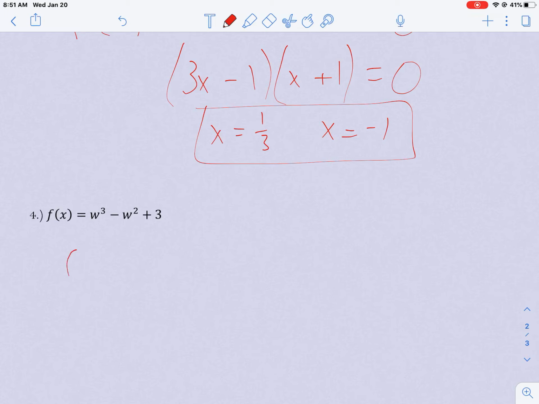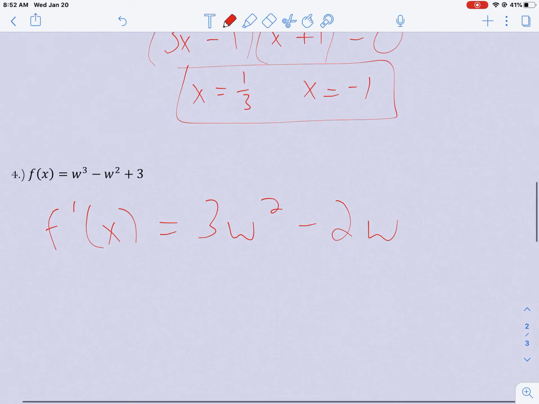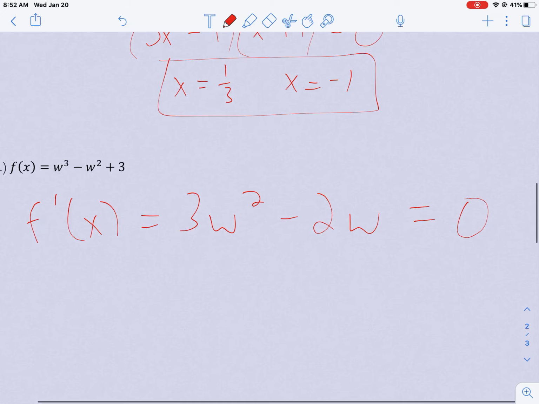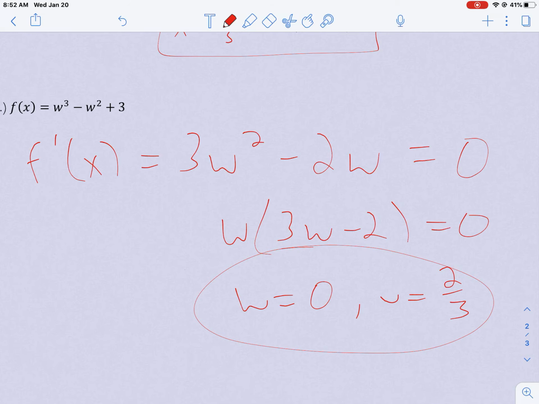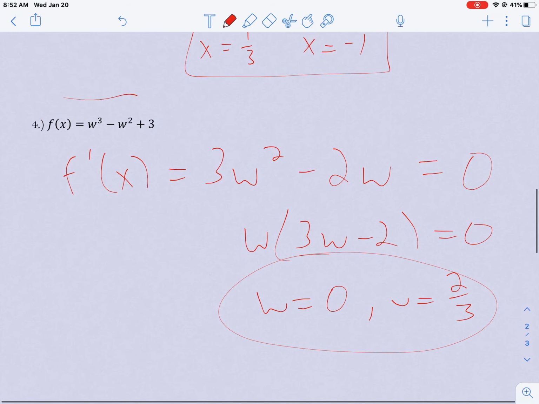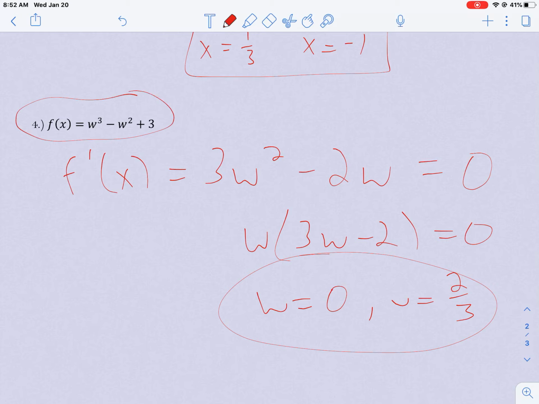All right, let's do one last one. You're going to find the critical numbers again. Let's take the derivative, f prime of x, 3w squared minus 2w. We make that equal to 0 and factor out a w, and we get w times 3w minus 2. So w equals 0 and w equals 2/3, and those are our critical numbers. Again, the original is another polynomial function, which is never going to be undefined, so these w's are definitely critical numbers.